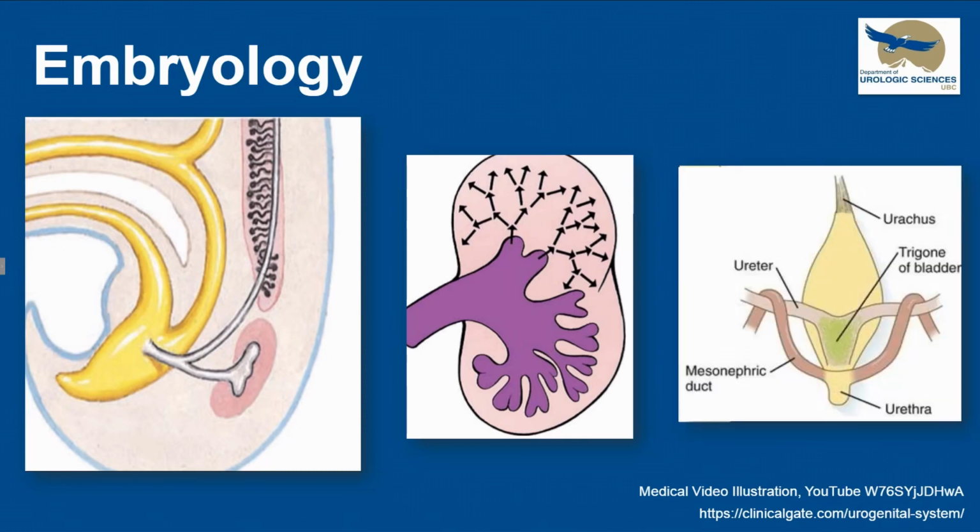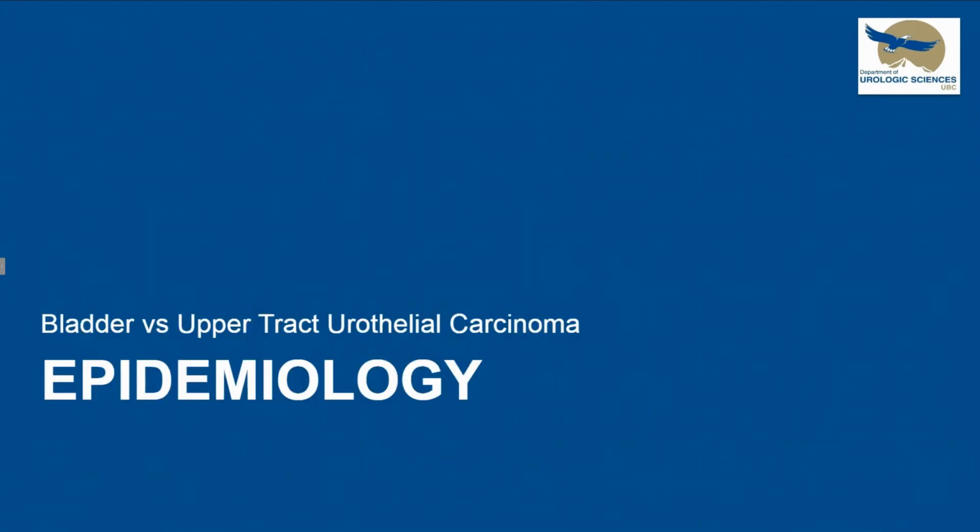And even the trigone of the bladder is really derived from incorporation of the metanephric ducts, which form the trigone. So you would think that potentially the trigone could be different than the rest of the bladder, but it's uncertain whether these differences in embryology are actually biologically or clinically relevant.